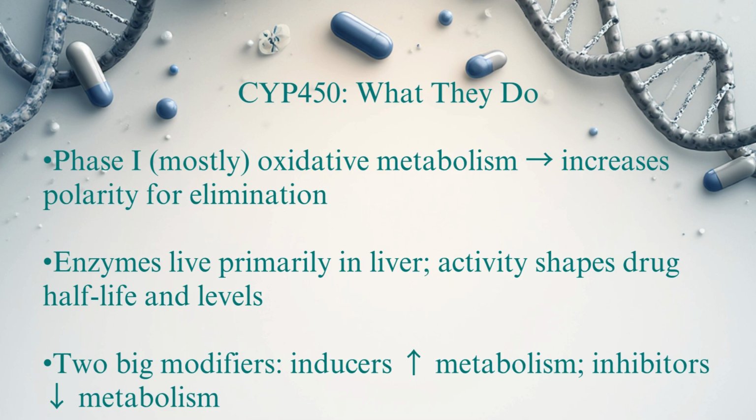CYP-450. What they do. The CYP-450 system, short for cytochrome P450, is a family of enzymes in the liver that metabolize drugs. They perform mostly phase 1 metabolism, oxidation, reduction, hydrolysis, making drugs more polar for elimination. Inducers make these enzymes more active. Inhibitors slow them down. Remember, it's not the enzyme that's the inducer or inhibitor. It's the drug acting on the enzyme.